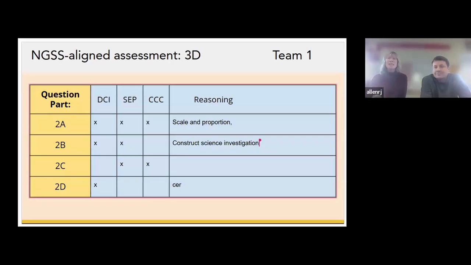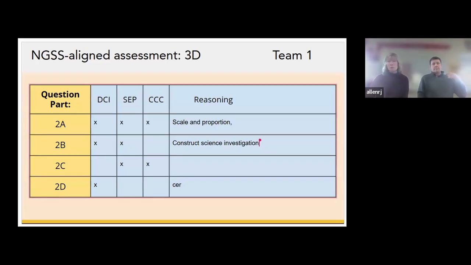But if you really look at each of the parts, really the intent of 2A was to get them thinking about competition. And then we bring in the graph and we ask them, which has most. So we want them really doing that analyzing data. So that comes in next. And then the CER is the most difficult.